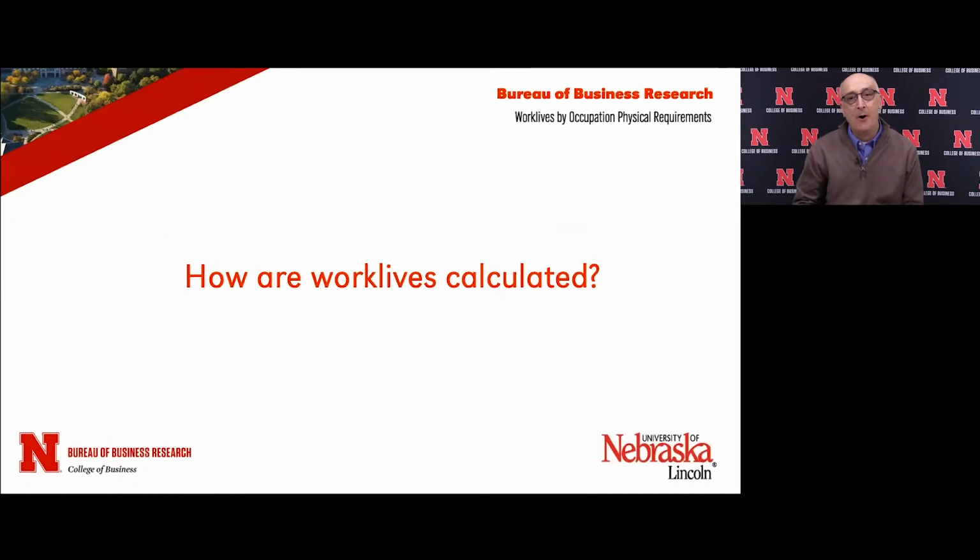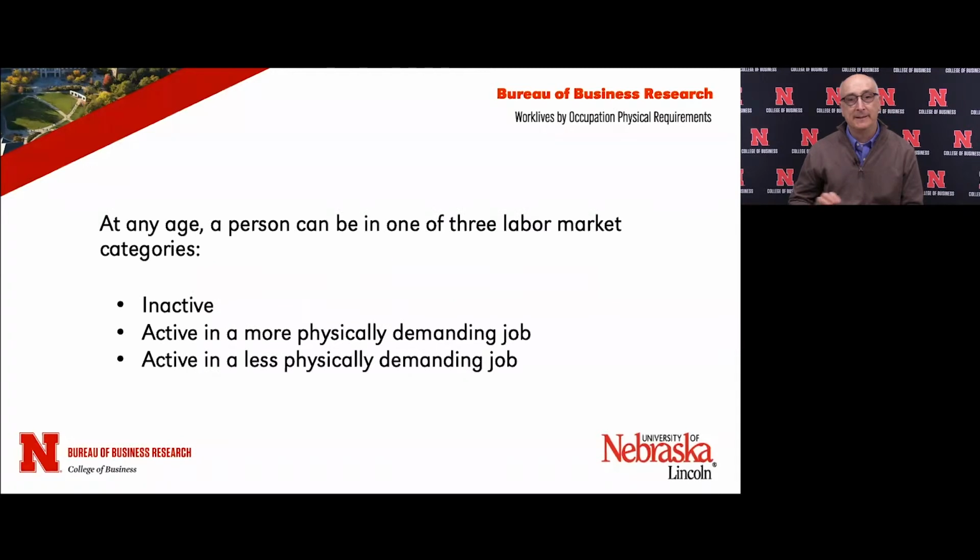Here's our first question. How are work lives calculated? At any age, you can think of a person as being in three potential labor market categories. They can be inactive, which means they're not employed and they're not unemployed. And unemployed are those who are actively looking for work. The other is you can be active in a more physically demanding job, or you can be active in a less physically demanding job. Those are the three labor market categories that we think about.